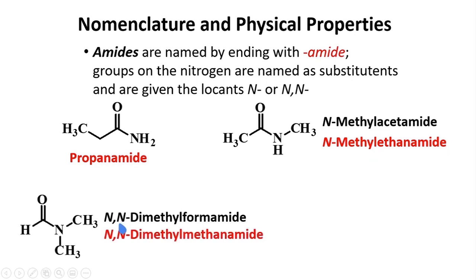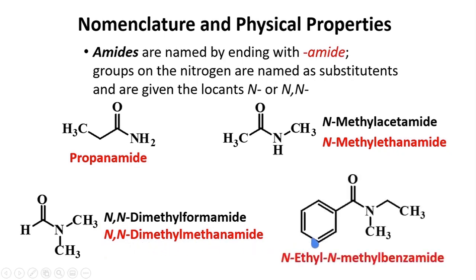So this is named N,N-dimethylformamide. It means that the 2 methyl groups are attached to the nitrogen. Dimethylformamide is a well-known reagent commonly used in organic chemistry. By IUPAC naming, we call this N,N-dimethylmethanamide.